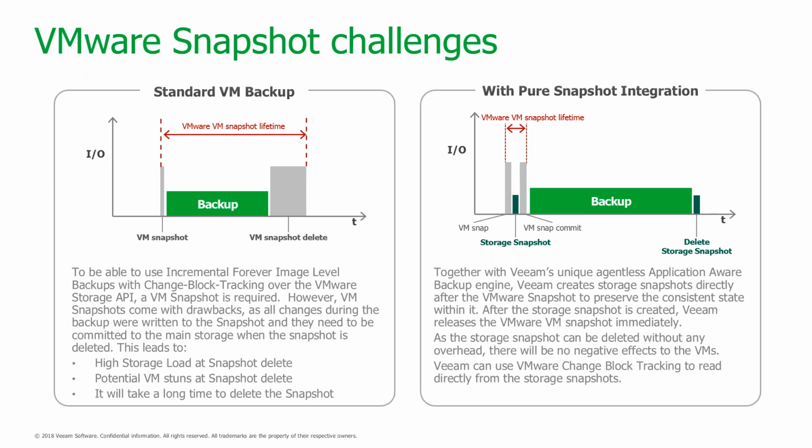So we overcome this with integration with Pure. What we're able to do is we're still able to get consistency. We're still able to leverage all the goodness that vSphere provides, like change block tracking. But after we briefly create a vSphere snapshot, we're able to create a hardware snapshot. And once that hardware snapshot is created, the vSphere snapshot is immediately deleted. So as you can see here, between the left and the right, the VMware VM snapshot lifetime is significantly reduced, because for the duration of the backup, we're performing the backup directly off of hardware snapshots and no longer performing the backup directly off of a vSphere snapshot.